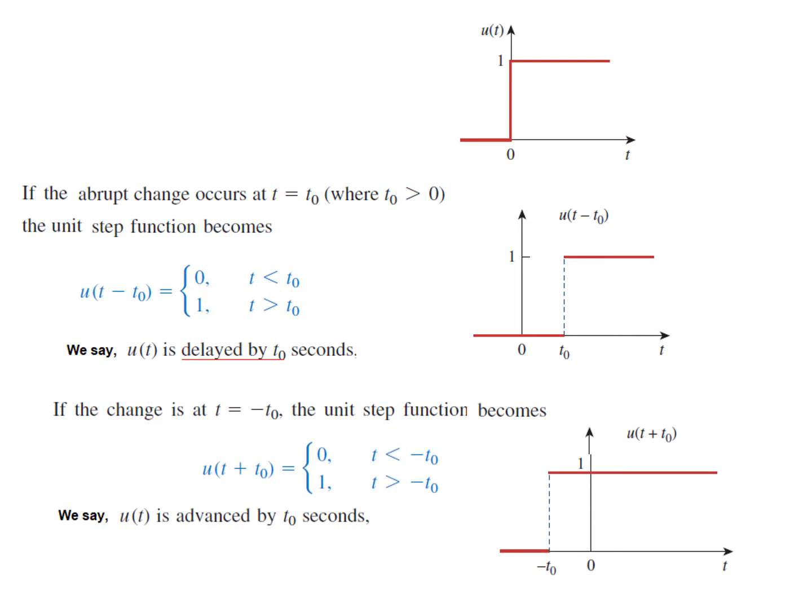Similarly we can advance the function if the change occurs on the negative side of 0. So at t equal to minus t0, the change is occurring. Now we'll write u(t plus t0). Don't get confused by these signs. If you put t minus t0 equal to 0, then we have t equal to t0. And if you put t plus t0 equal to 0, then t is equal to minus t0. So keeping this in mind, you have to write the sign.